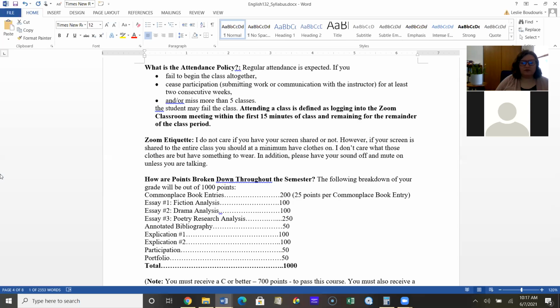Attendance policy: if you cease participation for at least 2 consecutive weeks, and really, because it's 8 weeks, that's like 4 weeks in a 16-week term, it's like a month's worth of class. Or if you miss more than 5 classes, which is kind of a lot. If you cease participation for at least 2 weeks or miss more than 5 classes overall, you could fail the class.